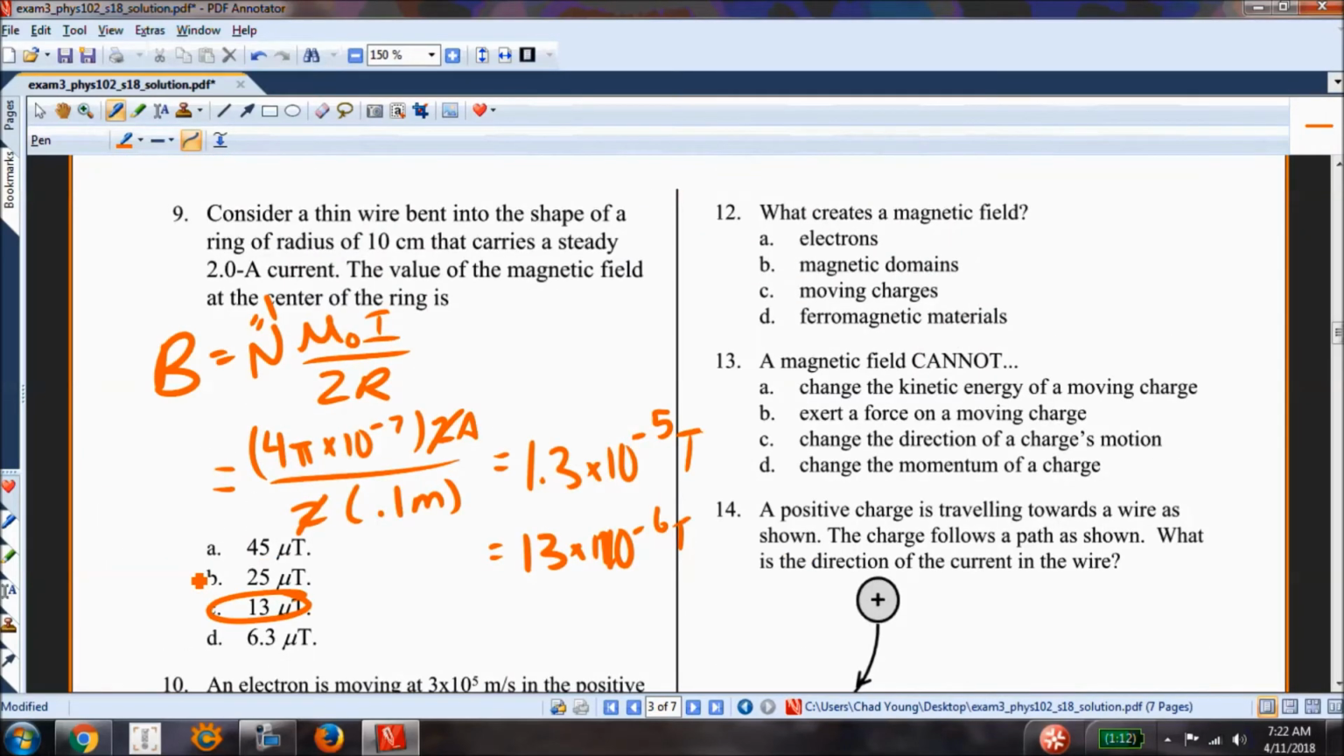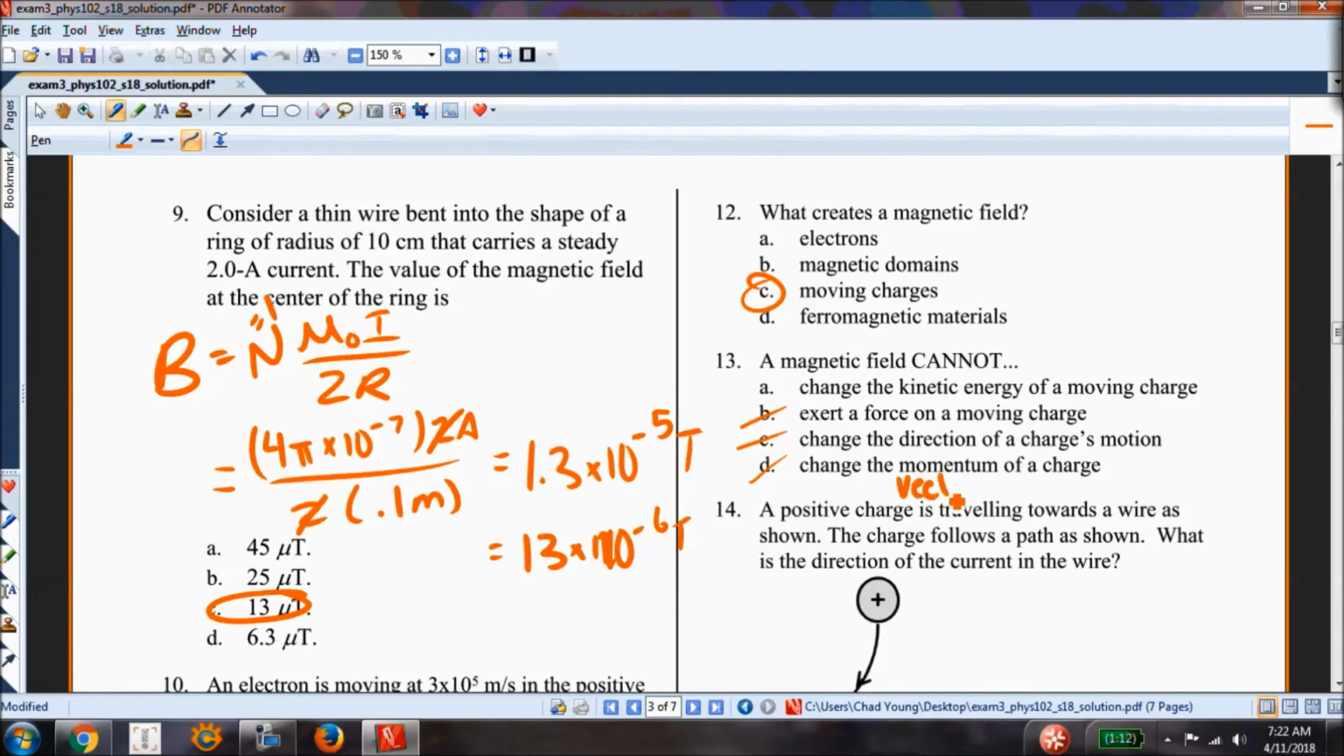Which creates a magnetic field. By the way, that was a concept test. Moving charges create a magnetic field. A magnetic field cannot do which of these? It does exert a force on a moving charge. It does change the direction of a charge's motion. And because it changes the direction, it can also change the momentum.